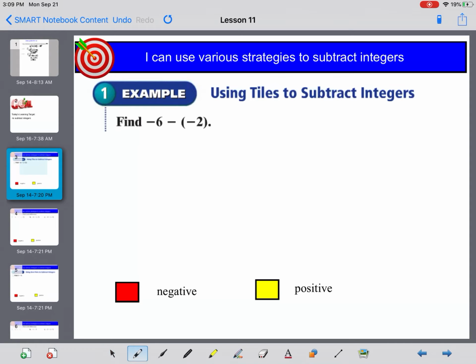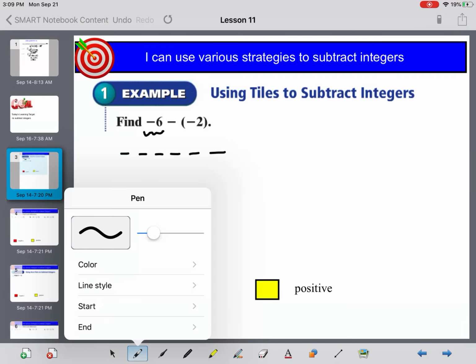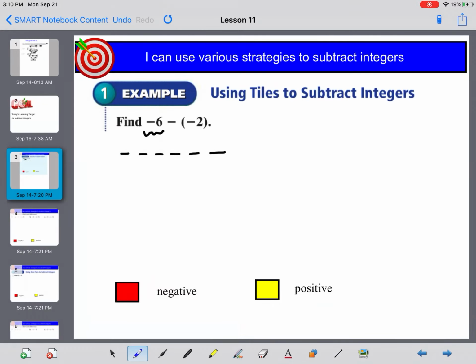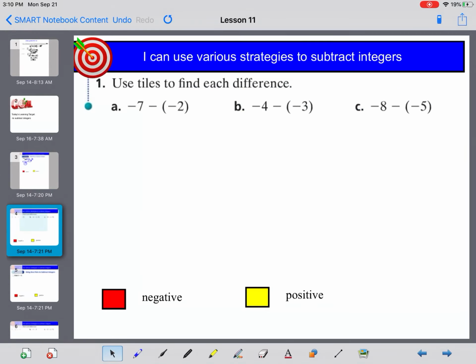The first thing that we're going to do is model this negative 6. Negative 6 looks like 1, 2, 3, 4, 5, 6. Then we're going to take away 2 negative tiles. So if I'm going to take away 2 negative tiles, I'm going to take these and I'm going to throw them away. So this is take away 2 negative tiles. And what's left is my answer, negative 4. Okay, now you try. Pause the video, try these problems, modeling these 3 problems, and come on back to compare what you got.